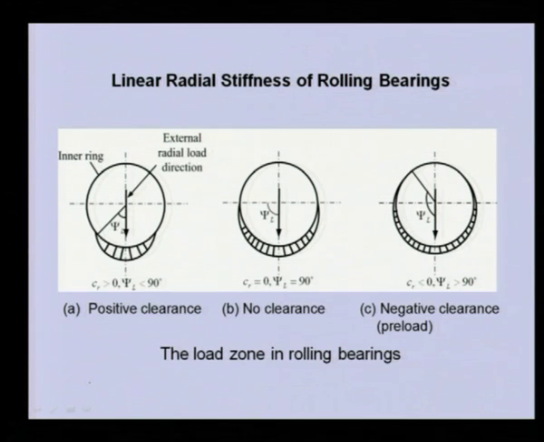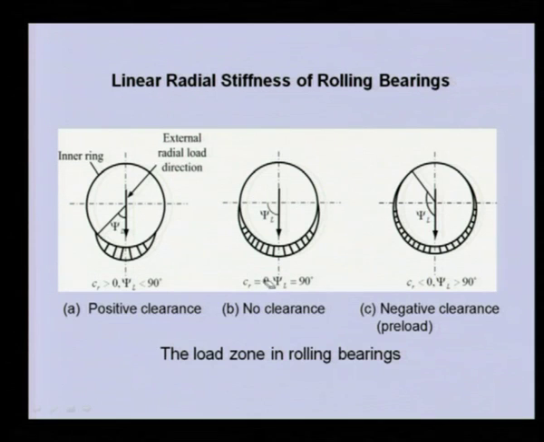So this is basically the load zone in rolling bearings. This is the inner ring, let us say, and when we apply the load to the inner ring or outer ring, generally not all the rolling elements take the load. Only some of the rolling elements take load, and how much the load zone is, is defined by the clearance. So if clearance is positive, then the load zone, which is defined as half of this total angle, will be less than 90 degrees. So only the rolling elements within this area will be loaded.